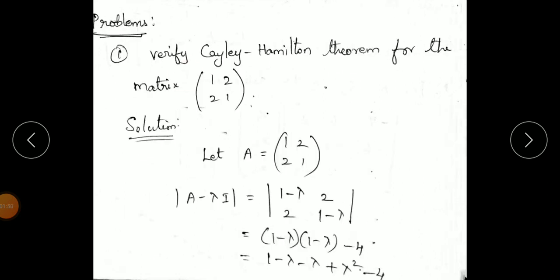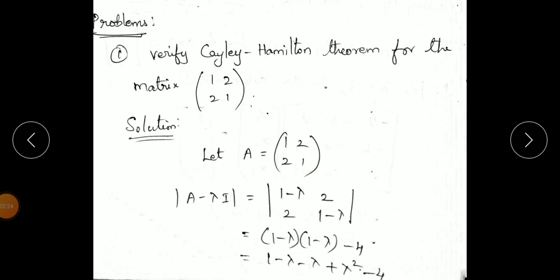Now see the first problem. Verify Cayley-Hamilton theorem for the matrix 1, 2 and 2, 1. So let us take the matrix as capital A, 1, 2, 2, 1. Now we know the determinant of A minus lambda I equal to 0 is the characteristic equation. So we'll take the A matrix minus lambda into the I matrix, which for a 2 cross 2 matrix will be 1, 0, 0, 1.